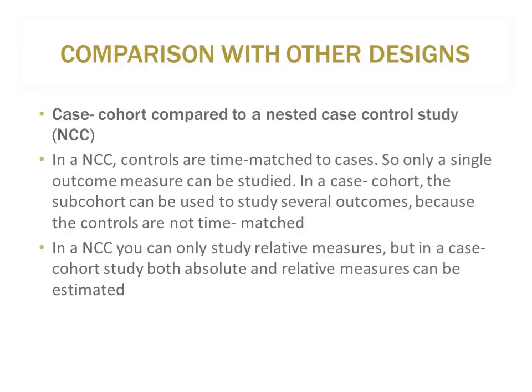Compared to a nested case control study, in a case cohort study, the same subcohort can be used to study different disease outcomes. Within a nested case control study, it is only possible to study a single outcome measure because the controls are time-matched to the cases. In a case cohort study, you can estimate risk or rate ratios and rate differences. This is an advantage of the case cohort design over the nested case control study, where you typically only estimate relative measures and not absolute measures.